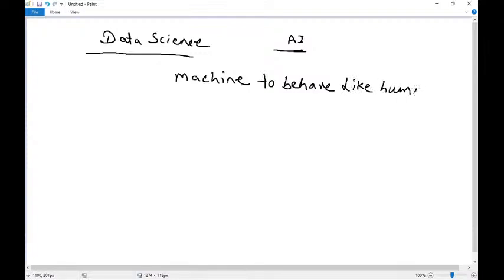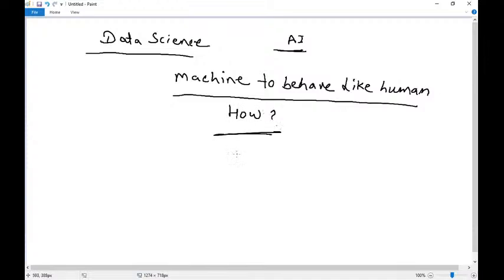So now the thing comes to mind, how can a machine behave like a human being? Now the answer for how. The answer for this question is data. First thing is data. That is the very raw answer. Just like the way a human being is learning, the machine is also connected with us. We can observe the things around us, like how we are learning.